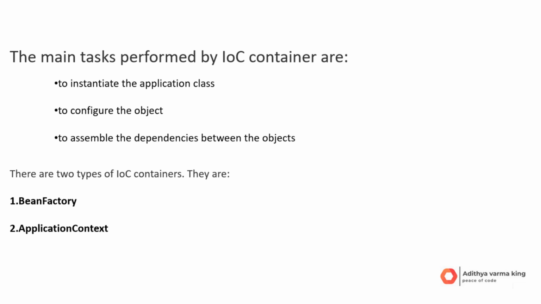Assembling dependencies. One of the key responsibilities of the IoC container is to handle the dependency injection process. It determines the dependencies that each object requires and injects them into the object at runtime. This enables loose coupling between components, as objects do not need to know how to create or obtain their dependencies themselves. There are two types of IoC containers. They are BeanFactory and ApplicationContext.